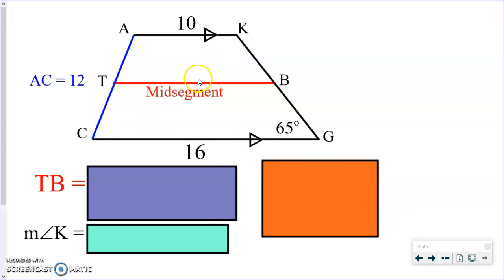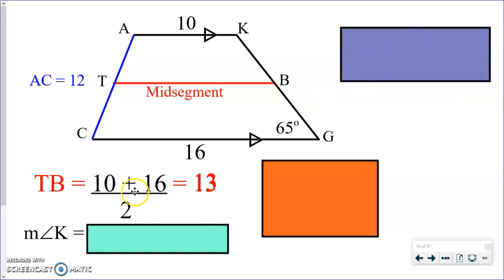All right, so we've got a trapezoid here. You don't see anything on here that indicates it's isosceles. We're going to try and find the mid-segment and a couple of other angles. So, let's see, TB, that's the mid-segment. What two numbers would we average together to find the mid-segment? All right, we're going to do 16 plus 10, and then divide that by 2. That gives you 26. 26 divided by 2 is 13, so our mid-segment is 13.